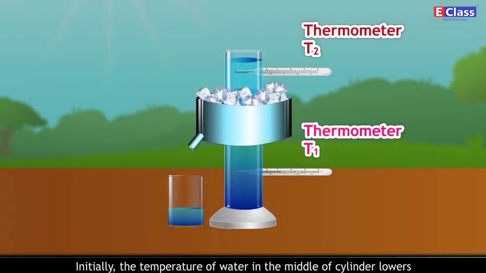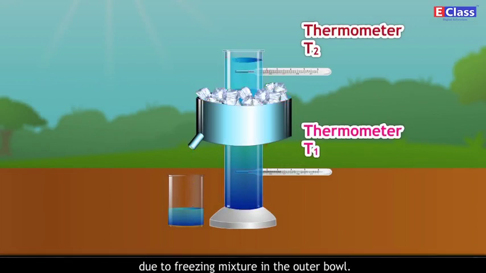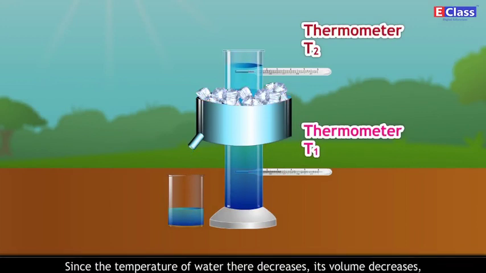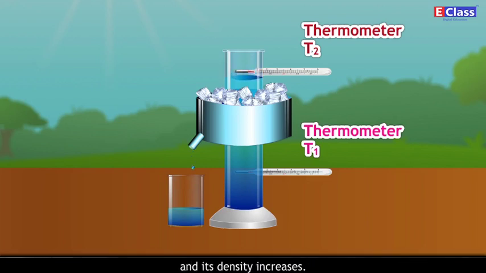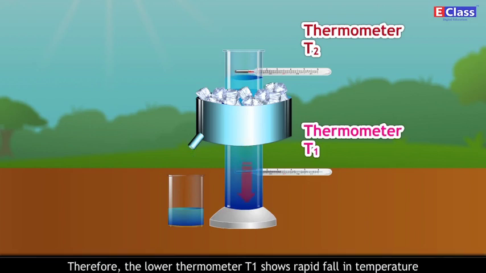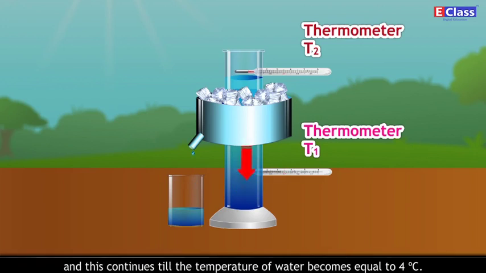Initially, the temperature of water in the middle of the cylinder lowers due to the freezing mixture in the outer bowl. Since the temperature of water there decreases, its volume decreases and its density increases. The water with higher density moves downwards. Therefore, the lower thermometer T1 shows a rapid fall in temperature, and this continues till the temperature of water becomes equal to 4 degrees Celsius.